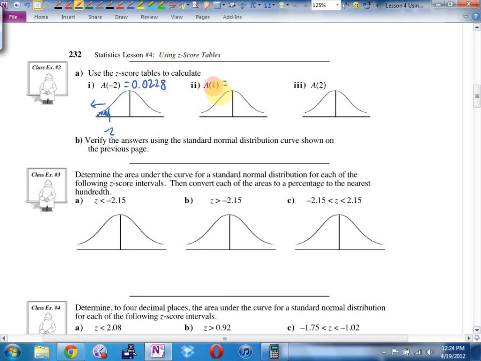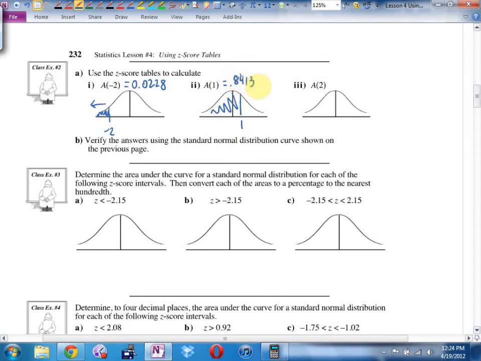What's the area? Oh, +1. That would be right about there. So we're talking about this area here. From the Z-score table, what's the area to the left of +1? Joe, what's the area to the left of +1? Find +1, which I think is on the back page. Yes? And you want actually +1.00, right? Right? Good. 0.8413?